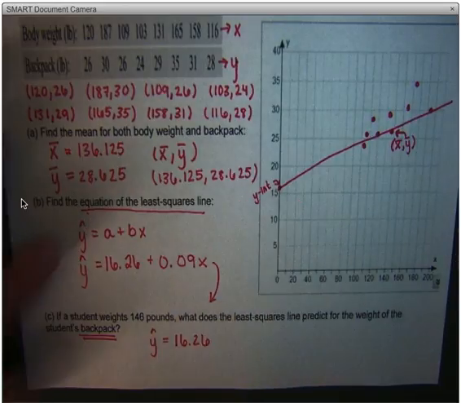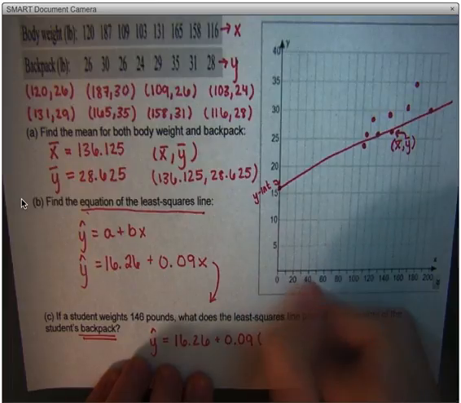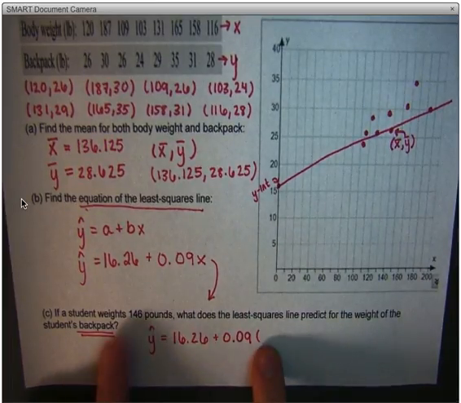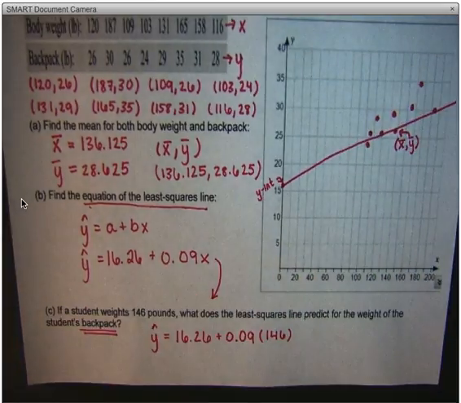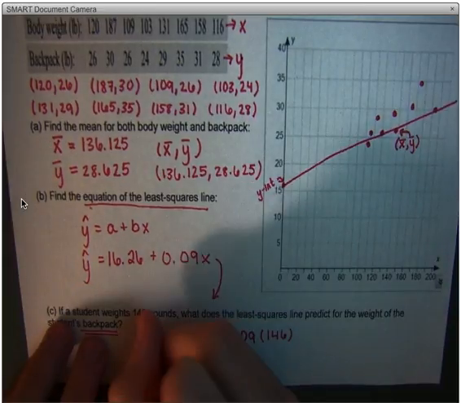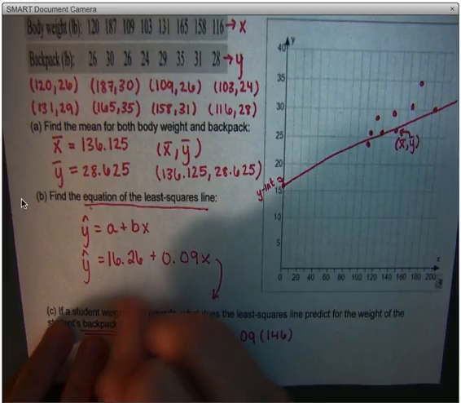So we have 16.26 plus 0.09, but instead of X, they're telling us the body weight is 146. So plug in 146 for X. Use your calculator. We should get about 29.4.